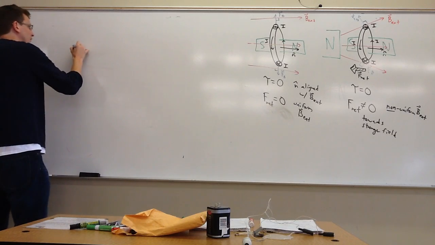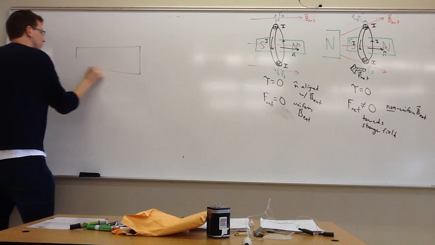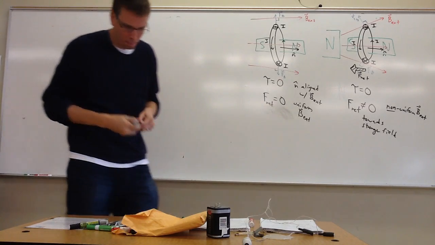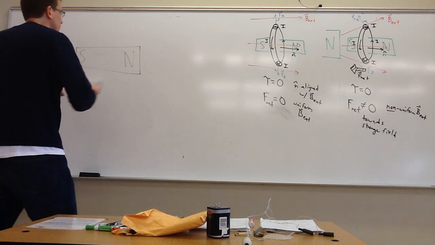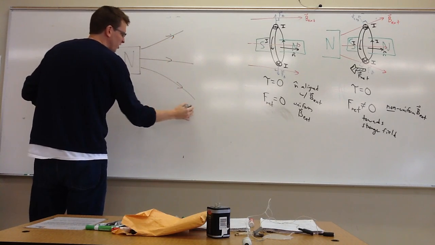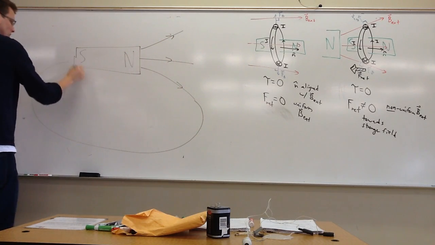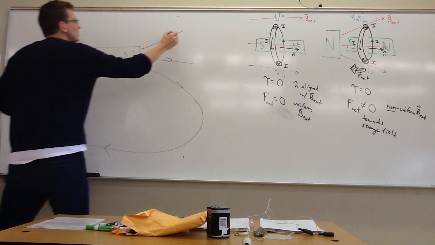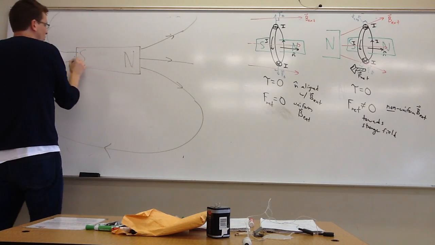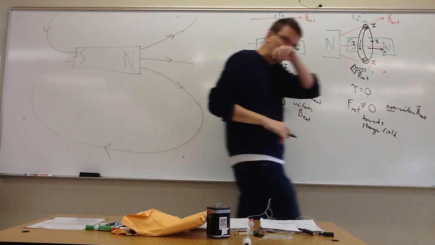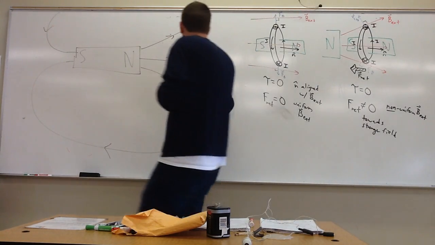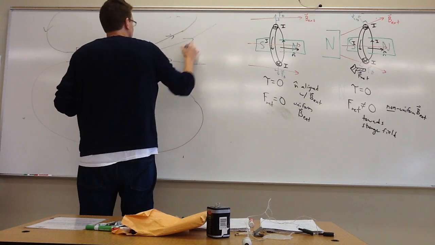So here I have a magnet. This is a big magnet, north, south. The magnetic field over here is like this, and then of course it just keeps going. Loops around. I won't bother to draw it on the inside because we can't get in there anyway. So on and so forth.